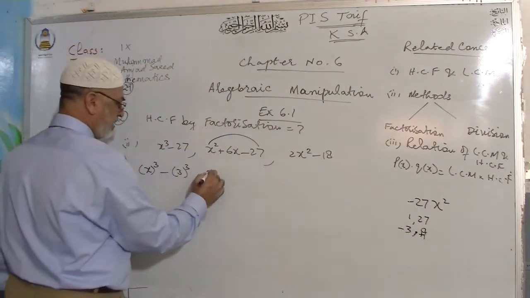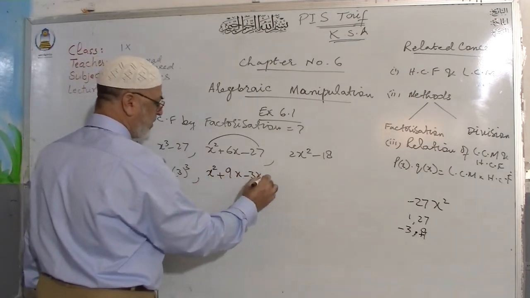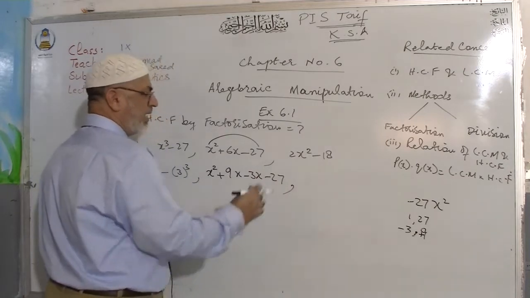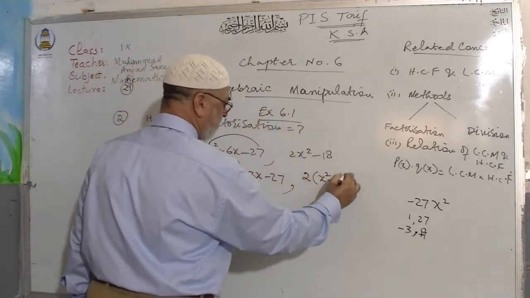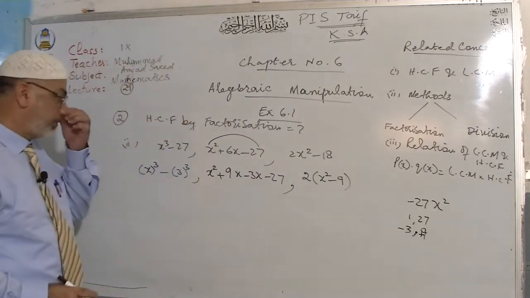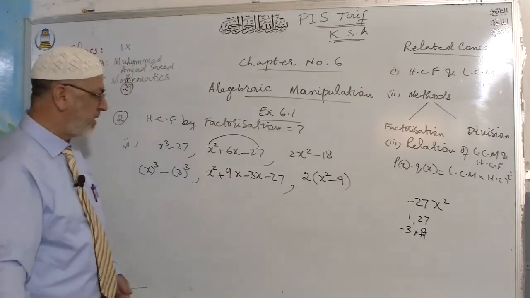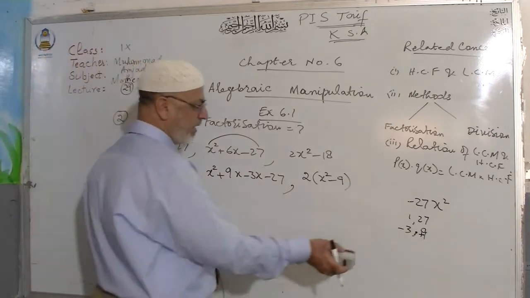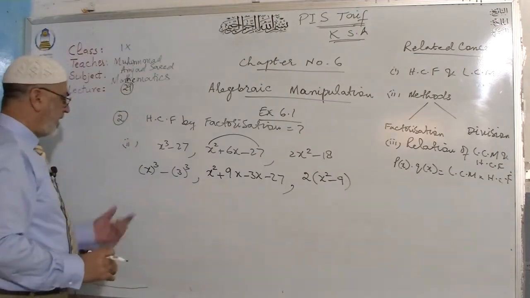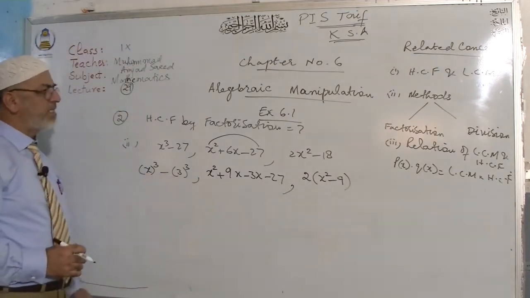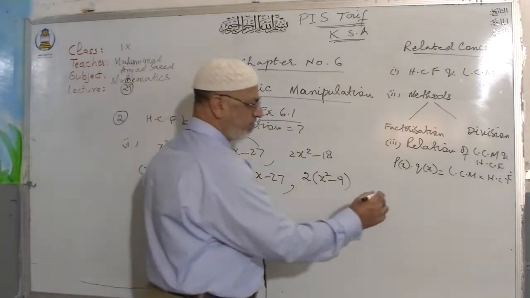Here is x squared plus 9x minus 3x minus 27. And here you can take 2 common, x squared minus 9. Actually, you have to make use of the previous formulas which you studied in chapter number 4 and 5. Here is the formula a cube minus b cube. So what was the formula of a cube minus b cube?